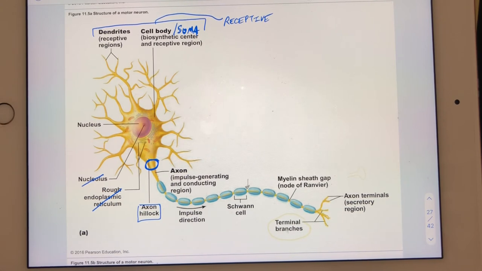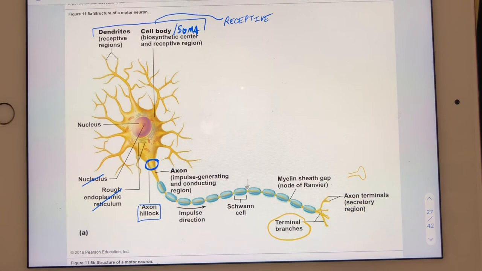Right, that long projection is the axon. When that branches, it gives rise to terminal branches. And terminal branches terminate at axon terminals. You can't tell in this particular picture because we're not zoomed in enough, but those axon terminals kind of look like buttons or feet. They spread out and offer lots of surface area.